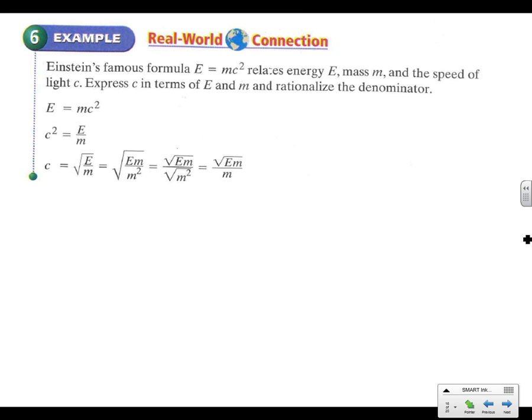Here's the steps. We've got our equation. We want c by itself, so let's divide by m. We've got c squared equals E over m. How do we get rid of the squared? Square root it. So c equals the square root of E over m. We're not going to be allowed to keep that root m on the bottom, so we need to multiply top and bottom by root m. Square root of m squared is just m. So that's our final simplified answer.